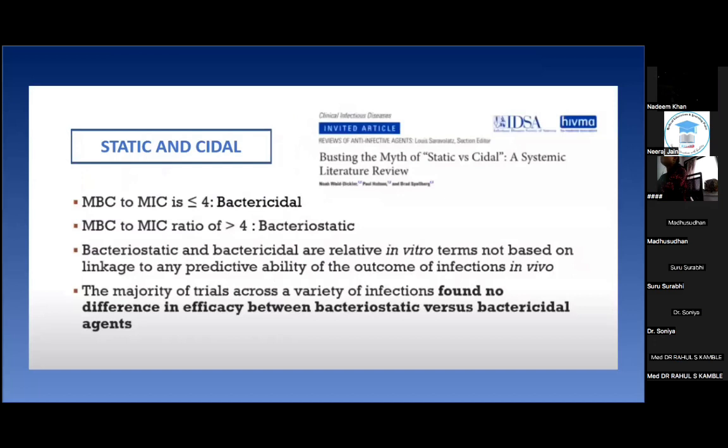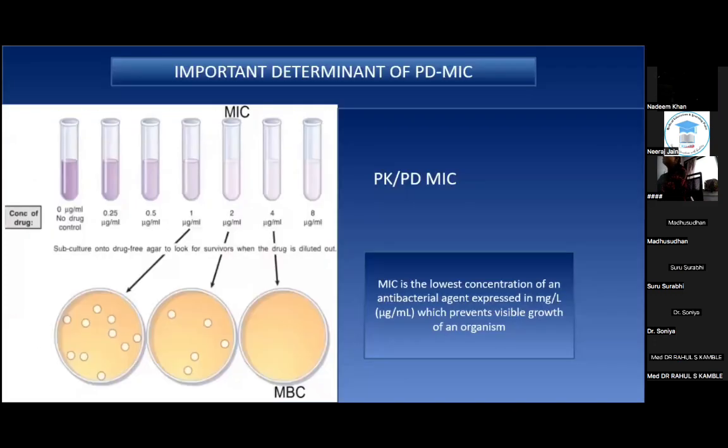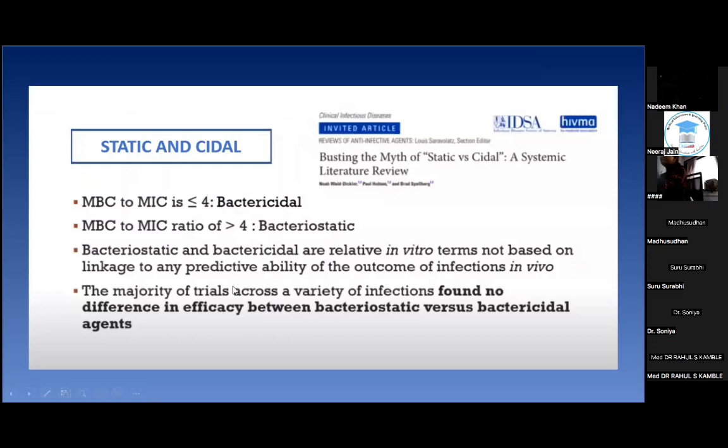Based on the MIC and the minimum bactericidal concentration, here I had wells. If I had agar plates, and if the plates were clear, that is called the minimum bactericidal concentration, MBC. So the ratio of MBC to MIC, if it is less than 4, it is bactericidal. If it is more than 4, it is bacteriostatic. So that helps us to know whether the antibiotic is bactericidal or bacteriostatic.